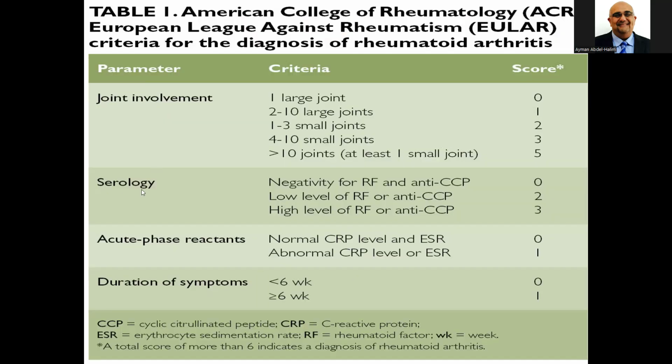I want to mention here in the serology, the RF factor is screening because it's sensitive. And the anti-CCP is confirming because it is specific. So we use RF to screen rheumatoid arthritis, but we use anti-CCP to confirm the presence of rheumatoid arthritis.